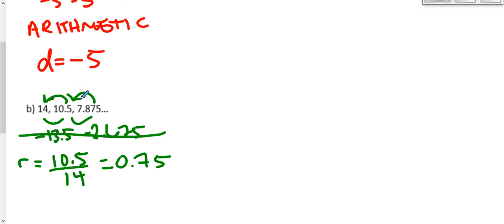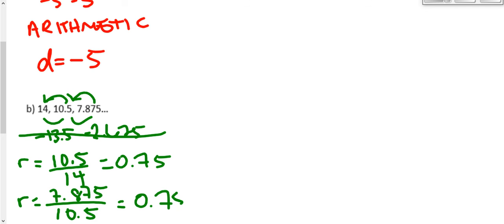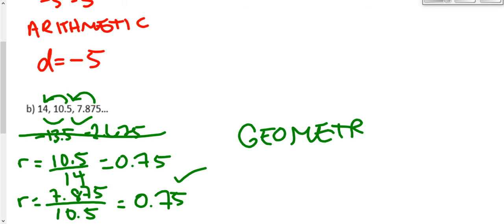So let's try it again. If the same pattern is found, then it's my r value. So we'll do 7.875 divided by the term that came before, 10.5, and it turns out that is also 0.75. So this checks out, and this is geometric. And r, I should do it lowercase like usual, r equals 0.75 or 3/4, however you want to write it.